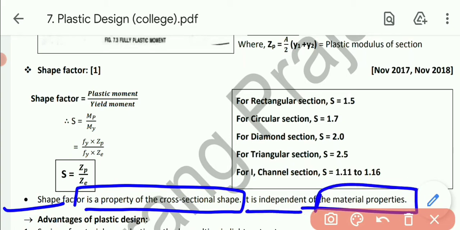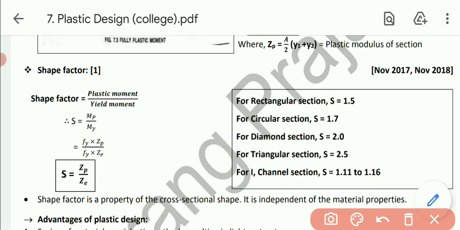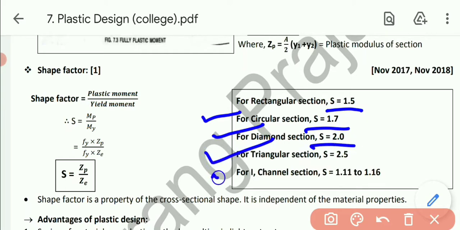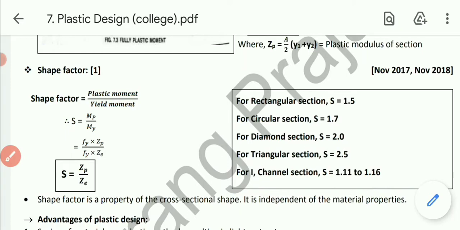So no matter how the beam, or we can say any other material, is made of different kinds of material. Over here, shape factor is given for the different cross sections. For the rectangle, shape factor is 1.5. For the circular, shape factor is 1.7. For the diamond, shape factor is 2. For the triangle, shape factor is 2.5. And for I or channel section, shape factor varies from 1.11 to 1.16.